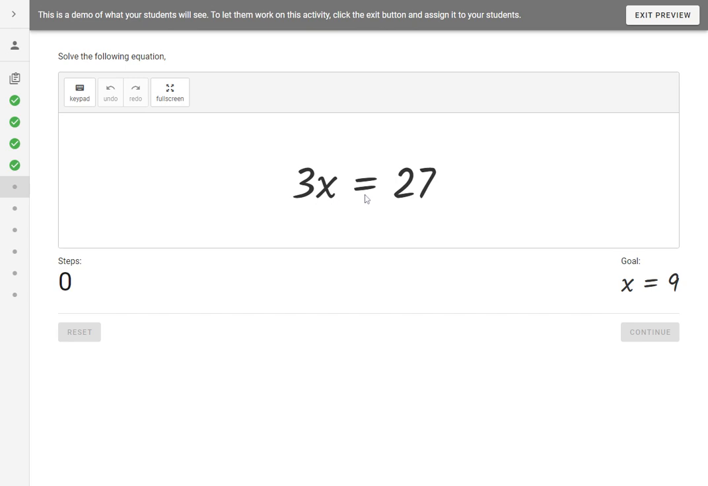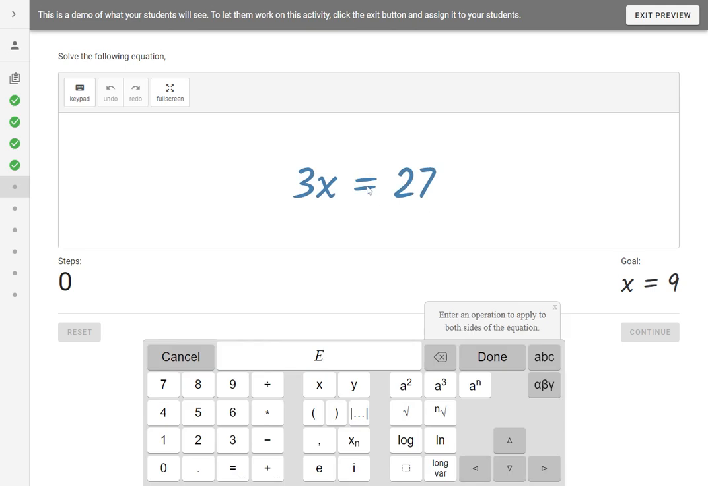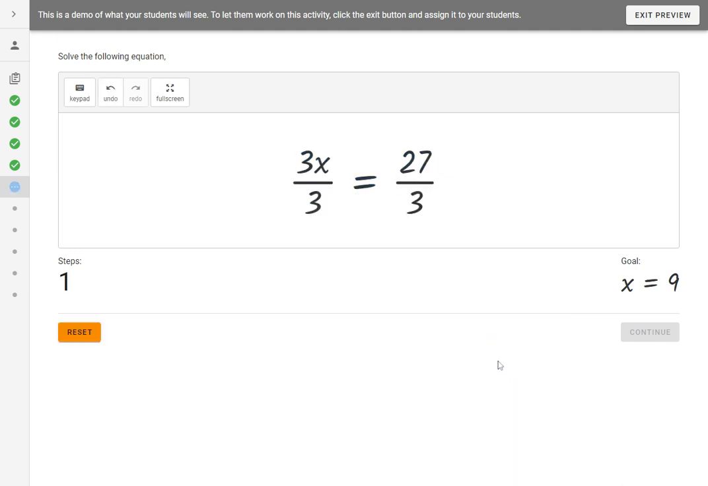Now we have 3x equals 27, which means 3 times x. The inverse operation is to divide. So again, I'll push my equal sign, and I'm going to push divide by 3. Or I can push the slash divide on my keyboard. When I push done, you'll see this looks just like how we did it in class, dividing both sides by 3.